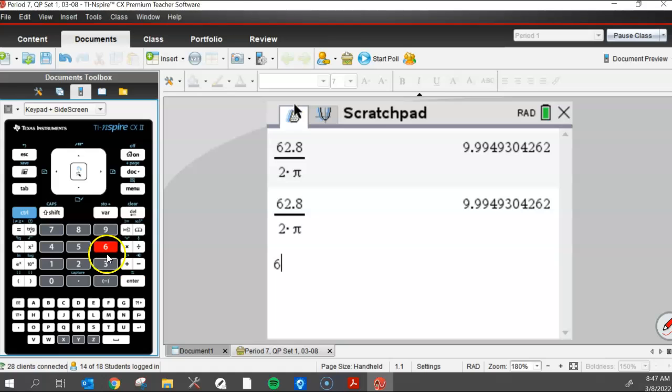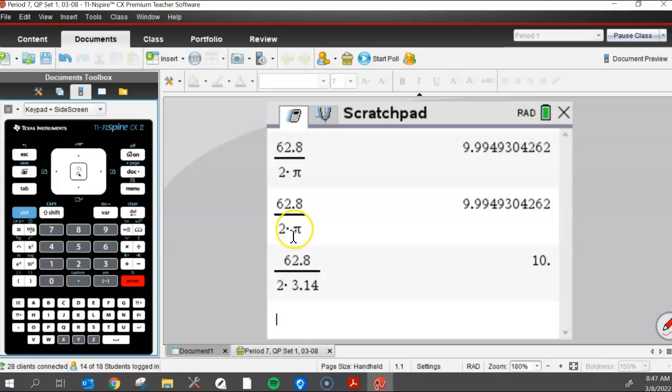What if I didn't? Let me just do 62.8 divided by 2 times 3.14, just the approximation. Okay, so in this case, you can see that we got the same answer rounded to the nearest tenths place, but what if the directions were round to the nearest hundredths place? That would give us a different answer, right?